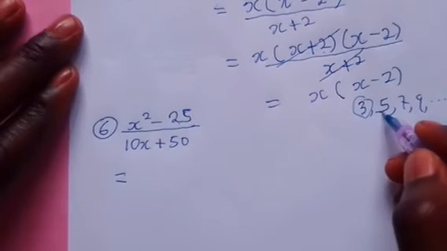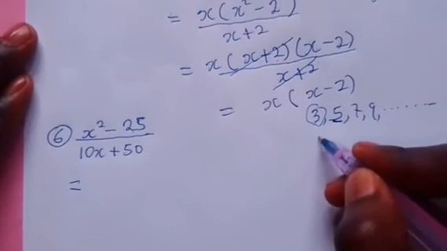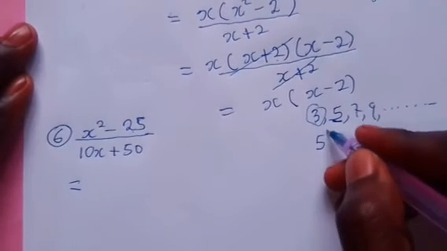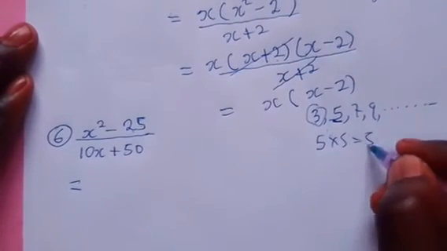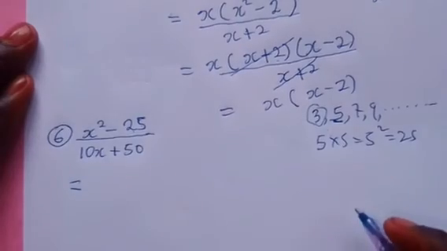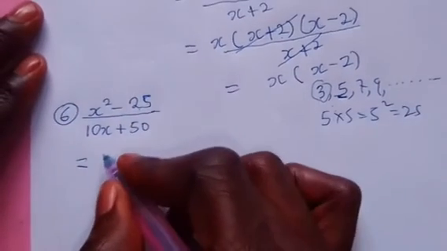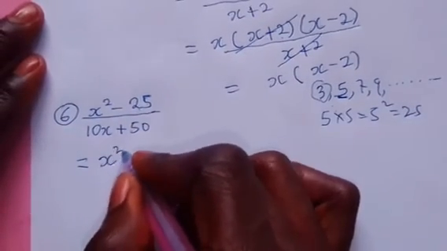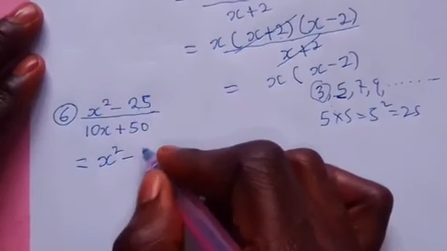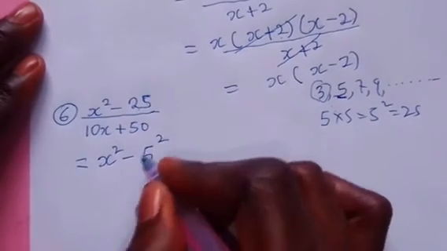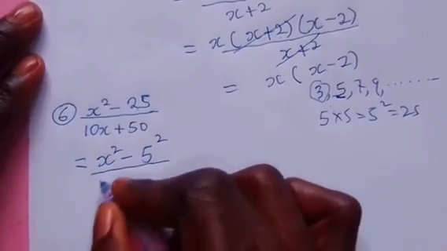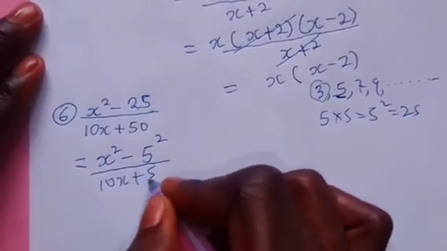So we'll move to the next number, which is what? 5. So 5 times 5, which is 5 squared, will give us what? 25. So which means in the next step here, we are going to write our x squared minus 25, we are writing it as 5 squared, then divide by 10x plus 50.